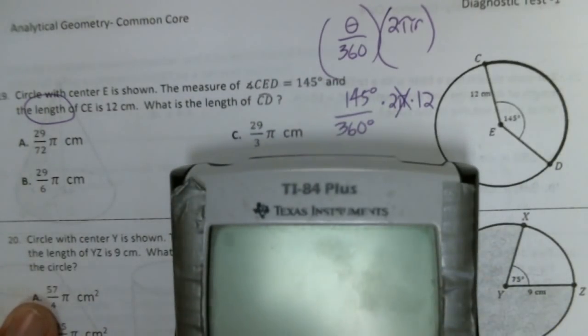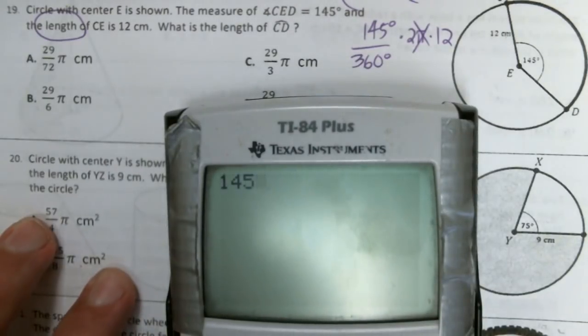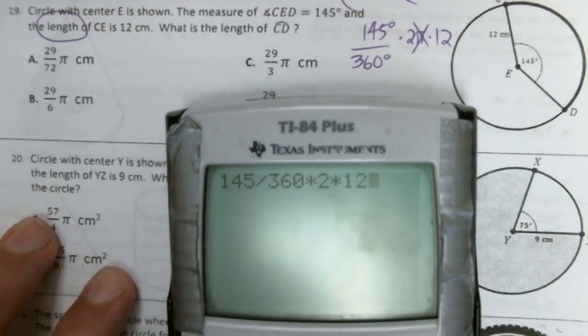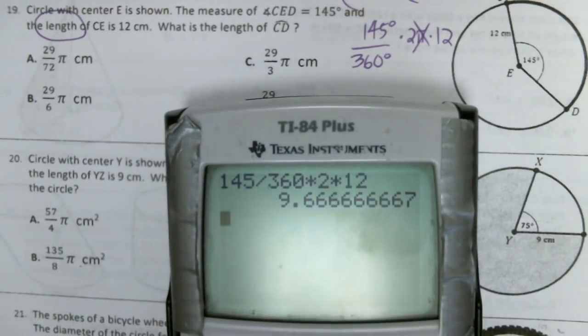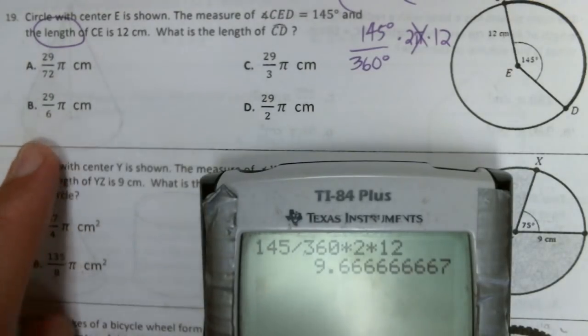So on my calculator, I'll type this in. Make sure y'all can see it. 145 divided by 360 times 2 times 12. I get that lovely number. Cool. Guess what? That doesn't match anything in my answer choices.